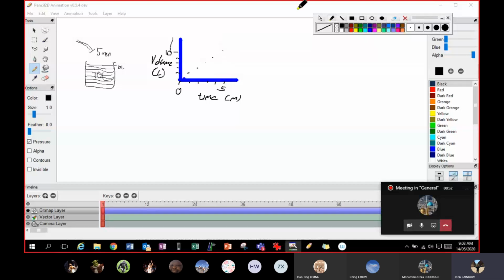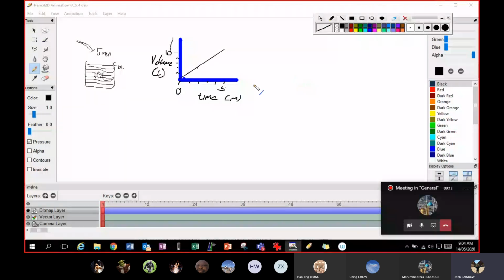Now, what you'll notice is that that actually makes a straight line. Let's do this line. So that would have made a straight line, and it would have gone through the origin. It makes a straight line, of course, because it's consistently filling up.